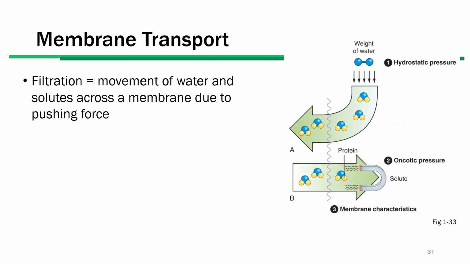Filtration is the movement of water and solutes across a membrane due to a pushing force. So in this picture we have hydrostatic pressure. Hydrostatic pressure is the weight of water pushing down on this column of fluid, and we're pushing out the fluid here by filtration. So across this is our membrane, and we're pushing water out through that membrane by filtration because that's the hydrostatic pressure pushing on it. So this is filtration.